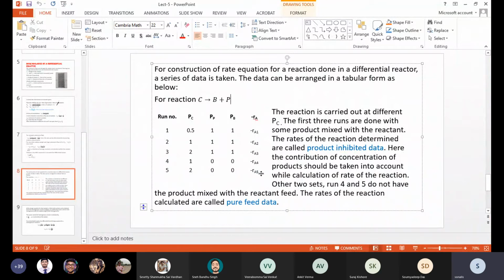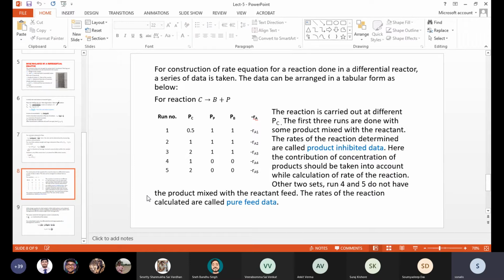So these are the different types of data we can use for the determination of the rate, or these are the different situations that occur when we carry out a reaction in a reactor. Any reactor, not only the differential reactor, any batch reactor or other continuous reactor, this may happen.